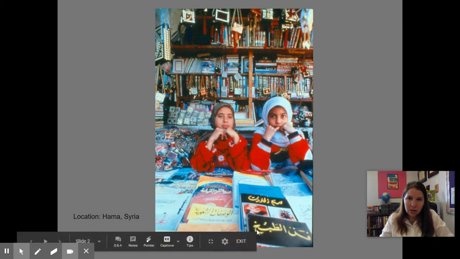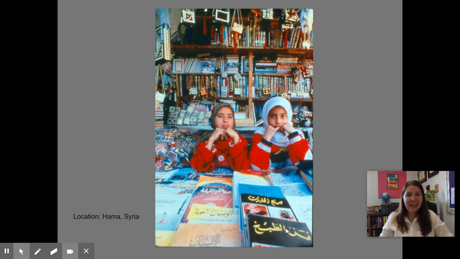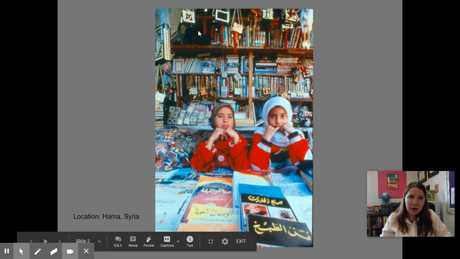Closely draw your attention to the fact that this is not written in English. The language that most people in the Middle Eastern region speak is Arabic, so that language is Arabic. You might notice that they are wearing hijabs. Those are headscarves. Ladies cover their heads as a form of modesty. You might notice that there is a stereo speaker right back here, so they might be listening to music.